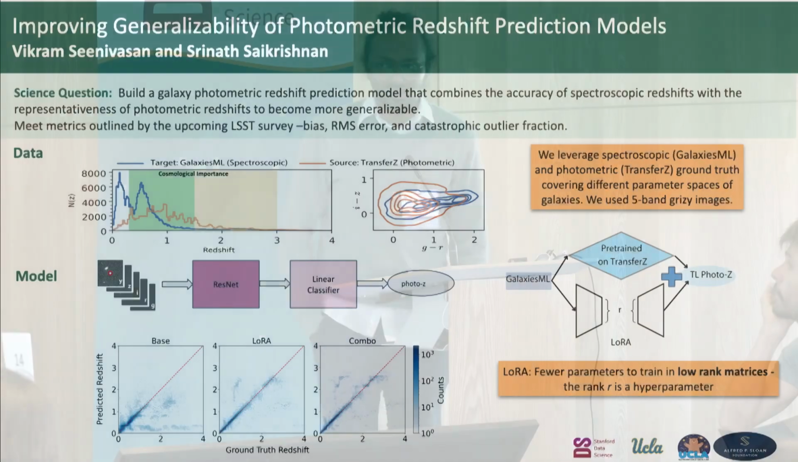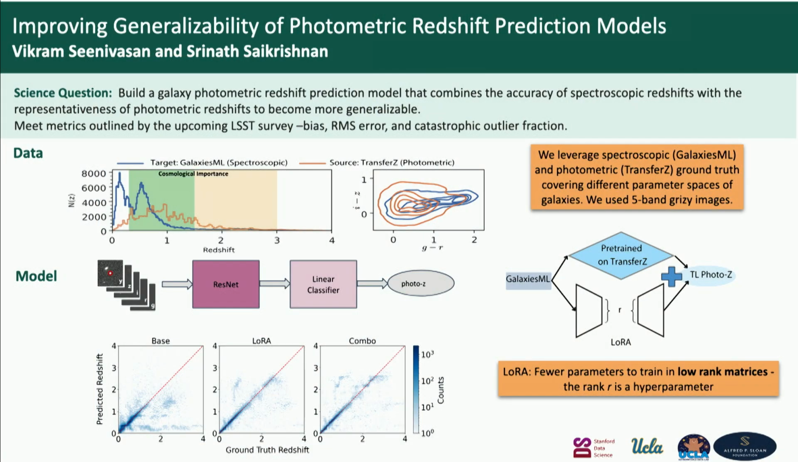The project we're working on is trying to improve the generalizability of photometric redshift prediction models. Traditionally, these neural network models are trained on spectroscopic redshifts, which are biased towards strong emission line galaxies, so these models don't generalize well across galaxy populations. We made a new data set which consists of a photometric redshift catalog, and we're hoping this is a more representative galaxy population.